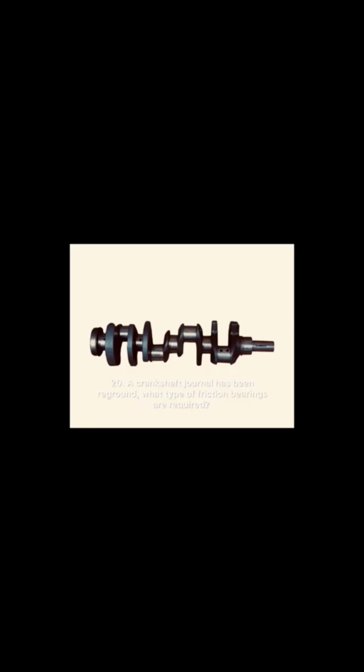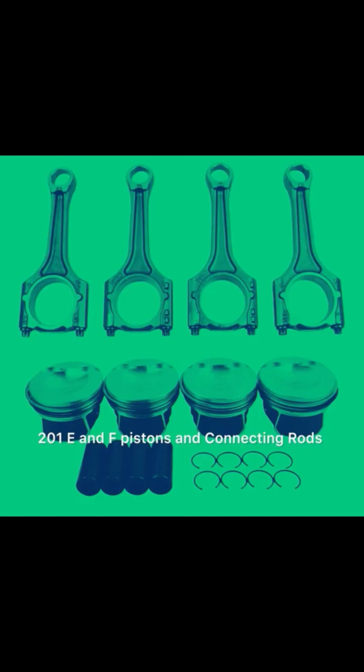20. A crankshaft journal has been reground. What type of friction bearings are required? Undersized, since the journal is smaller. 201 E&F pistons and connecting rods. 1. What is the function of a piston? Receive force from expanding combustion gases.